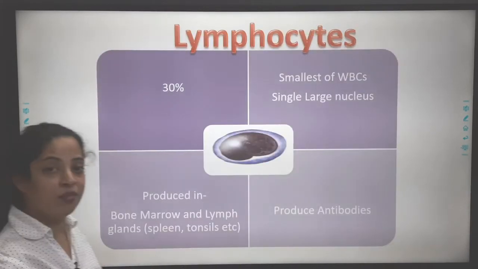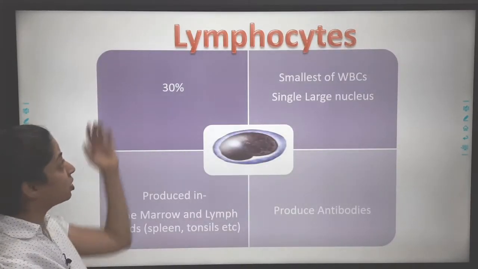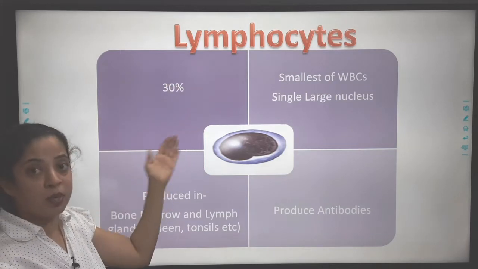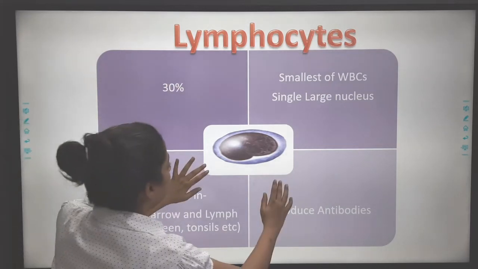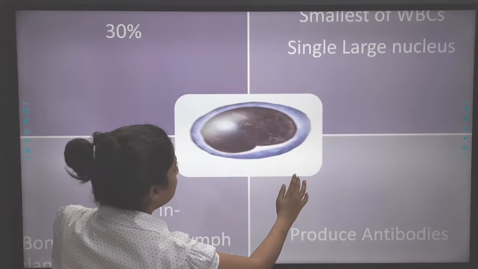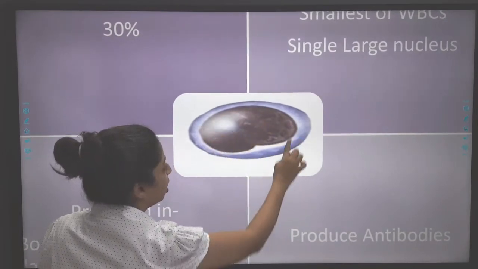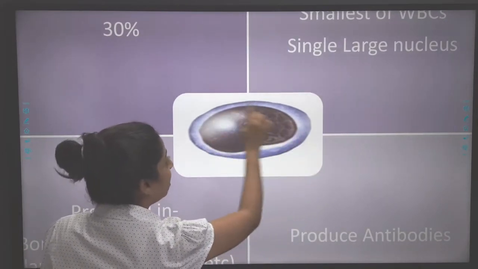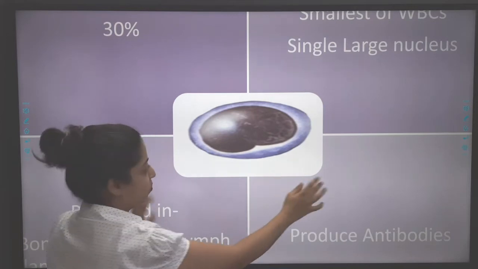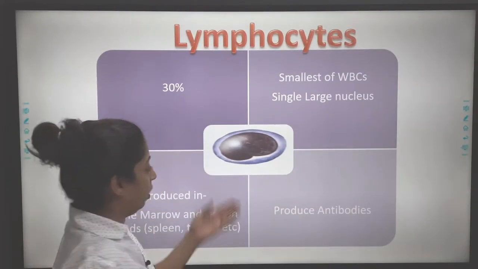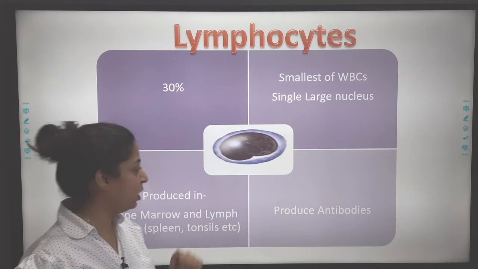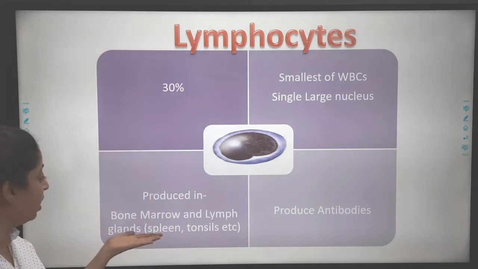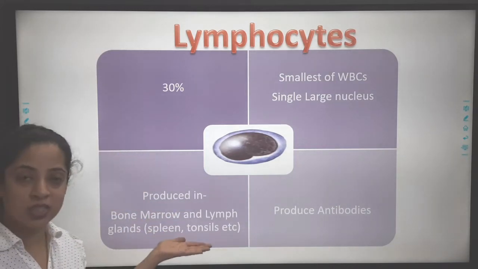Now let us study lymphocytes in detail. Lymphocytes constitute about 30% of the WBC. They are the smallest of the WBCs and you can see a single large nucleus out here, right? And there are no granules in the cytoplasm. Their function is to produce antibodies. They are produced in bone marrow and lymph glands, that is spleen, tonsils, etc.